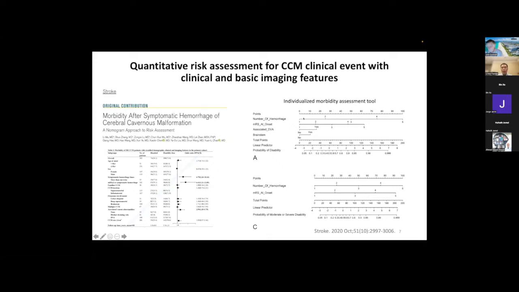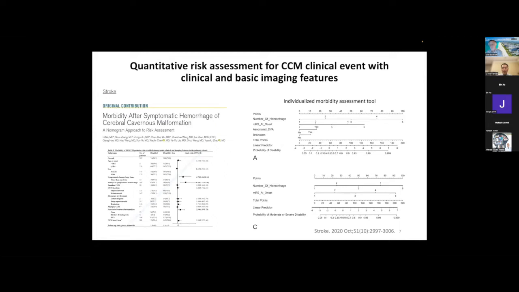For example, we would get 25 points if the patient had two prior hemorrhages, and 10 points if the patient had a brainstem lesion. By summing up these points for each feature together, we get a total point like here. This point corresponds to a probability of disability, which is with an MRI score of 2 or more within the first 2.5 years of temporal clustering. It is the same for the disability of MRI score of 3 or more.